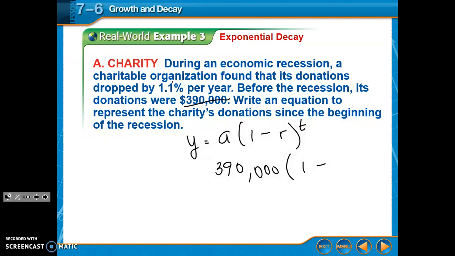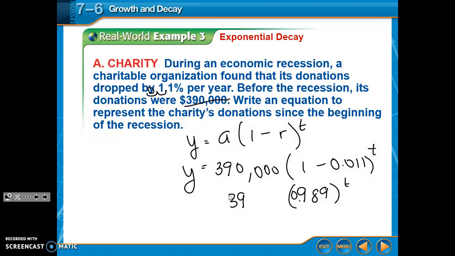Our 1, we just keep the same. Our percent as a decimal. Remember, this is a percentage. So we want to make a decimal, so we move the decimal place twice. So it's going to be 0.011. And our t is what we don't know. That's just going to be part of our equation. And then we just want to go through and simplify this. So the only thing we're going to do is do that 1 minus 0.011. And that's going to become 0.989. Put a 0 there. Okay, to the power t. And then we leave our 390,000. Okay, so that's our equation.